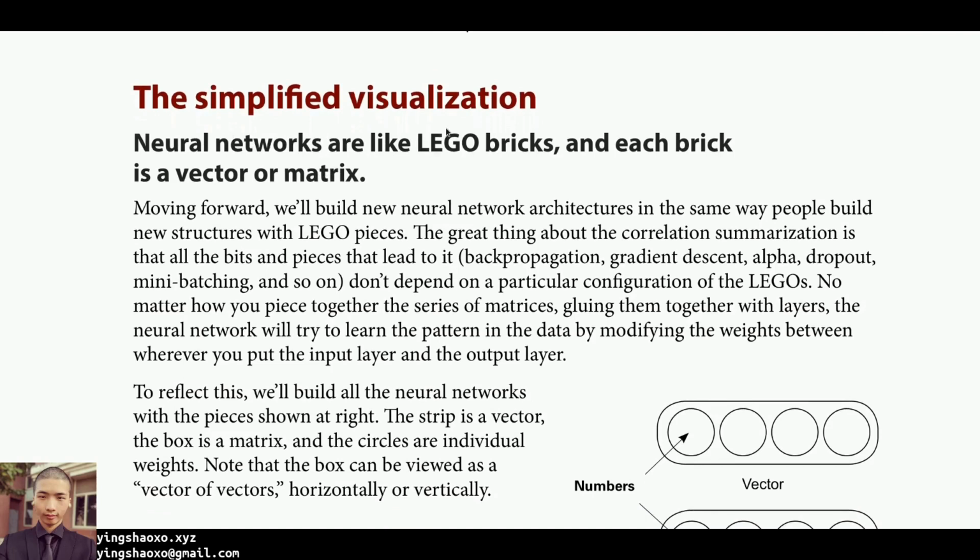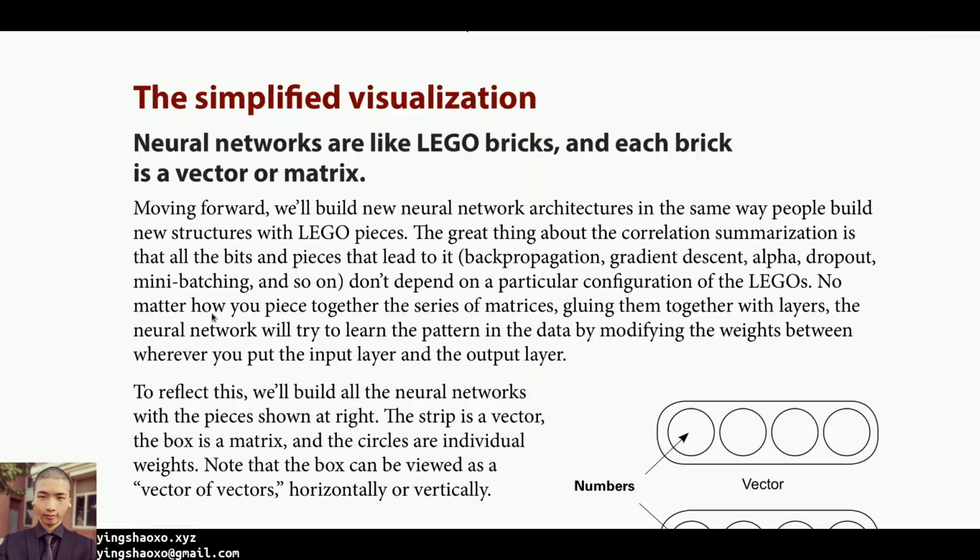The simplified visualization. Neural networks are like Lego bricks, and each brick is a vector or matrix. Moving forward, we will build new neural network architectures in the same way people build new structures with LEGO pieces. The great thing about the correlation summarization is that all the bits and pieces that lead to it, backpropagation, gradient descent, alpha, dropout, mini batching, and so on, don't depend on a particular configuration of the Legos.